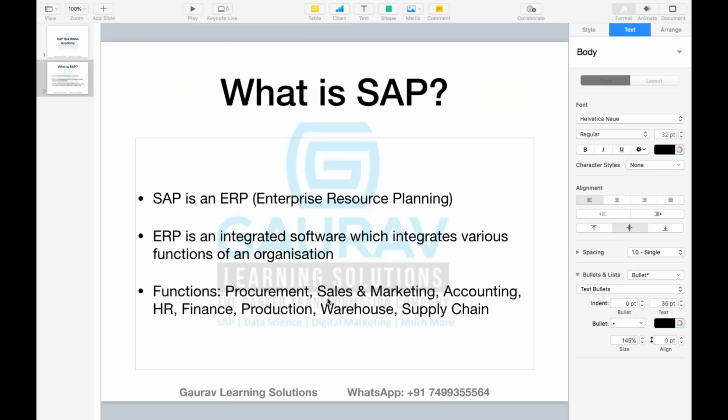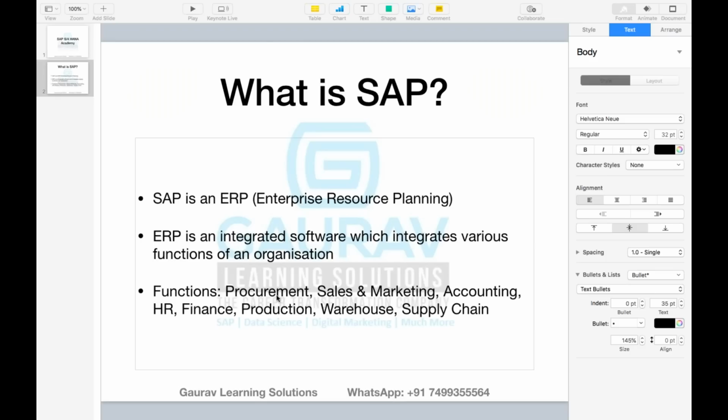Now that is exactly the difference between the ERP and the normal software. When we say ERP, ERP is an integrated software. This wording is very important. Integrated software. What do you mean by integrated software?